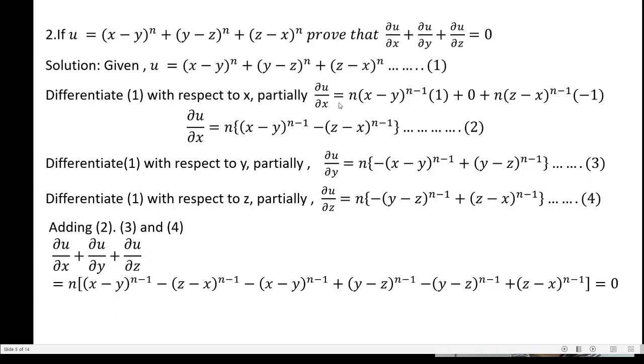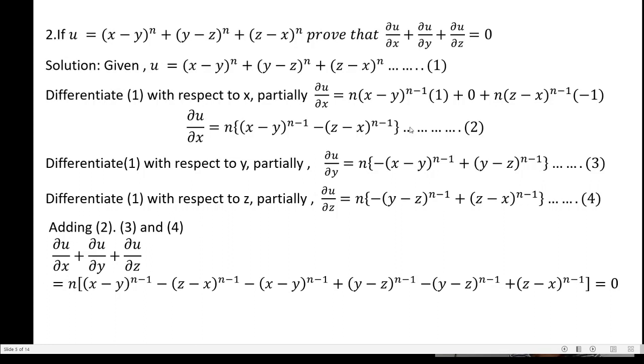Next, differentiate equation 1 with respect to z partially. We have del u by del z is equal to, what? Here there is no term of z, therefore the differentiation is 0, and del u by del z is equal to n into (y minus z) to the power of n minus 1 into minus 1. In these two terms we have n common, therefore I take it outside: n into (y minus z) to the power of n minus 1 into the differentiation of y minus z, which is minus 1, I keep here minus, plus (z minus x) to the power of n minus 1, and the differentiation of z minus x is 1. This is equation number 4.